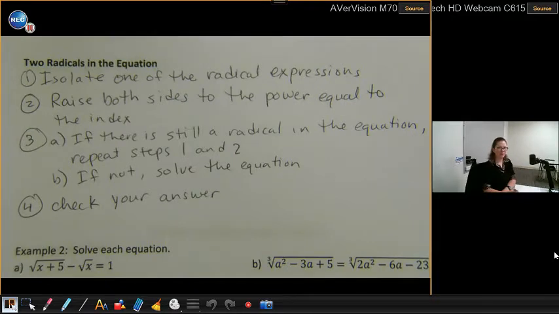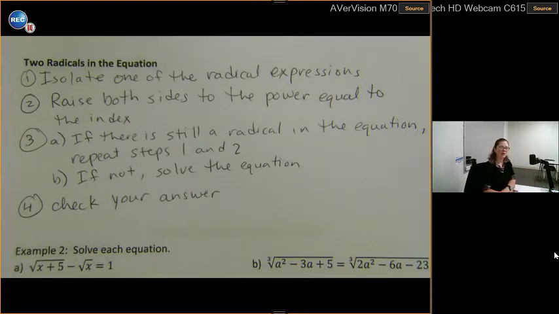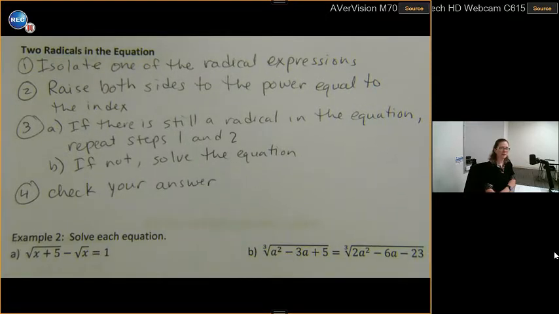Continuing in section 9.8, our next type of equation has two radicals in one equation. To solve it, the very first step is to isolate one of the two radical expressions, then raise both sides of the problem to the power equal to the index. If we still have a radical, we repeat steps 1 and 2. If we don't, then we solve the equation. Always check your answer.